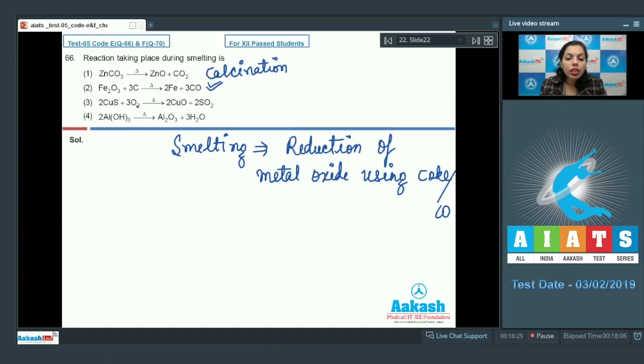Further, CuS is there, oxygen is there, and it is heated to give you CuO and SO2. This is roasting process in which metal sulfide is heated in sufficient oxygen supply to give you metal oxide and sulfur dioxide gas is released. Further, we have aluminium hydroxide. It is heated to give you Al2O3 plus 3H2O. This is also the process of calcination in which oxygen is not there. Ore is simply heated to give you metal oxide. So the only option to show you the smelting process is option 2, and that's why this is the correct answer.